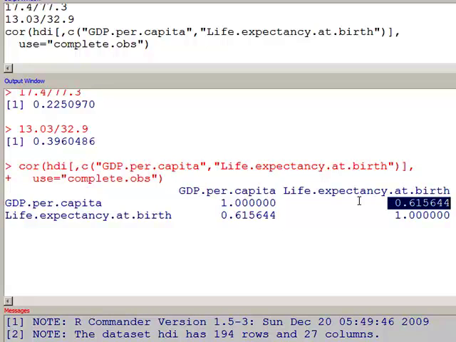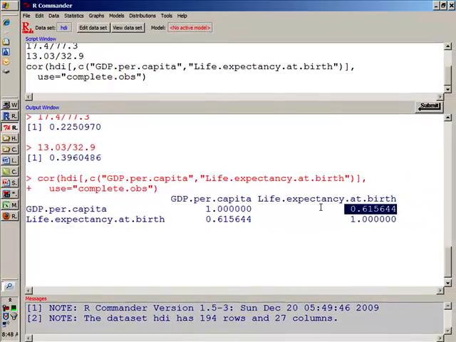The correlation coefficient is telling us that there is a strong positive correlation between life expectancy at birth and GDP. That is, richer countries have higher life expectancy at birth and poorer countries have lower life expectancy at birth, and the correlation between the two is 0.61.